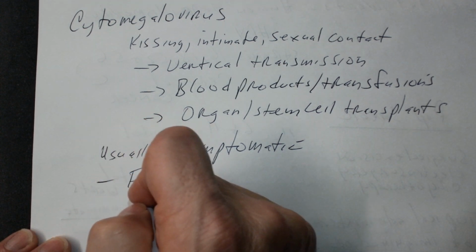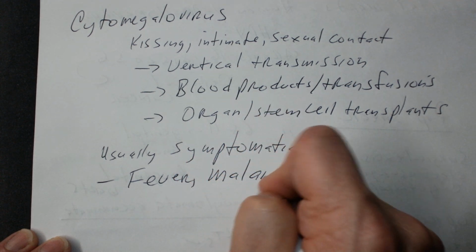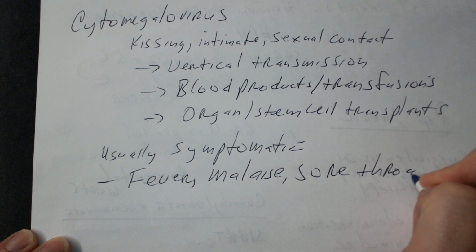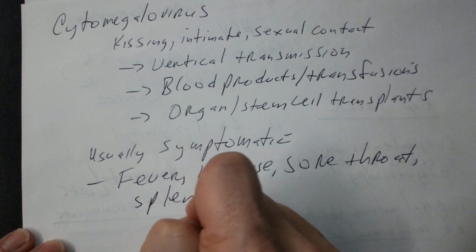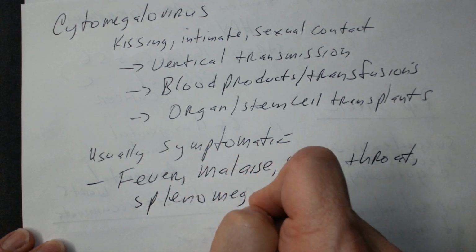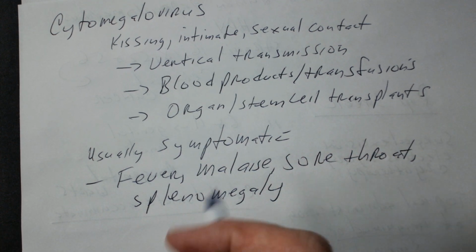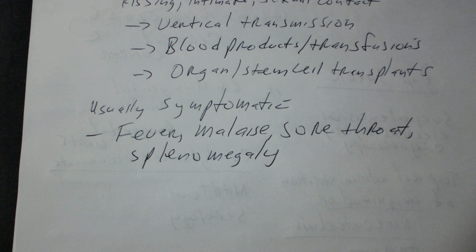If you do have symptoms, they're very general. Fever, malaise, sore throat, and then in a percentage of cases, splenomegaly. If your patient has HIV, they have AIDS, you'll also see a pneumonitis, encephalitis, colitis, and retinitis.